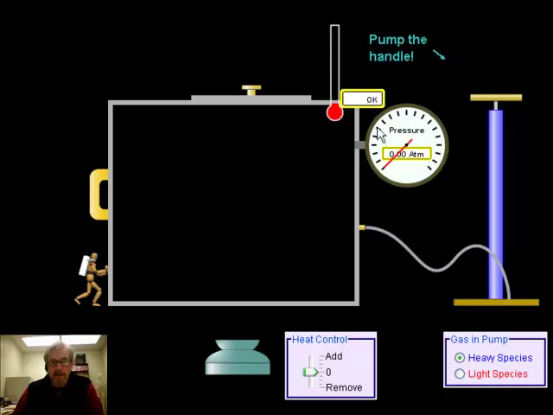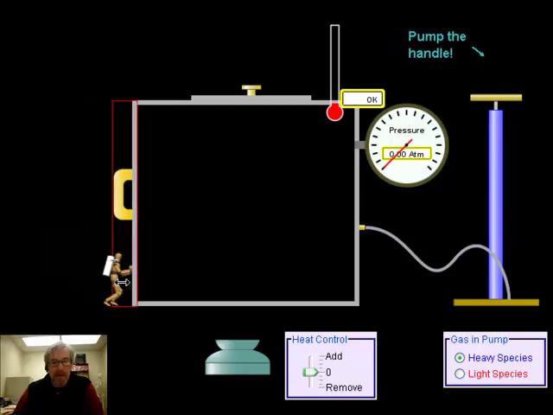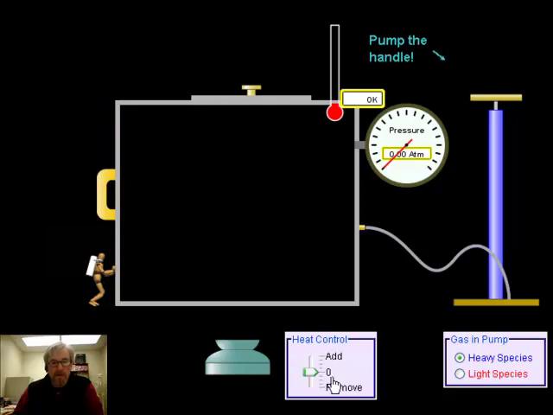There's a little readout there. There's a pressure gauge. There's a pump that allows me to pump gases in here. There's a heat control, so I can add temperature or remove temperature. And then there's a little guy here that can make this box smaller or bigger. So there are all these things that I can do.